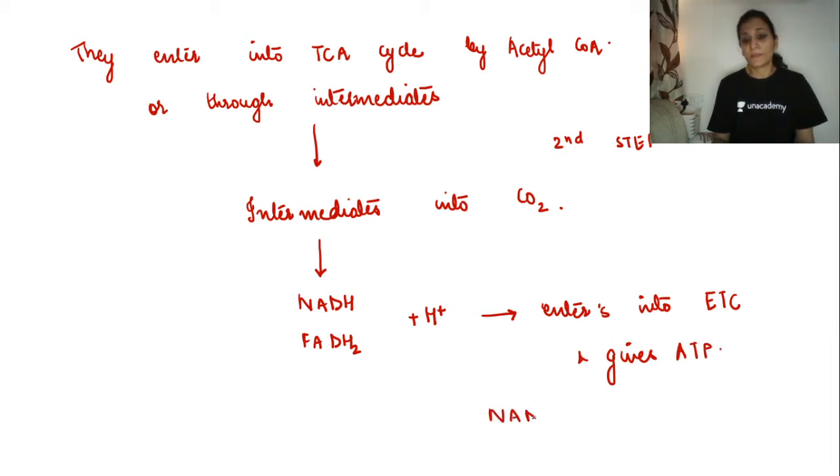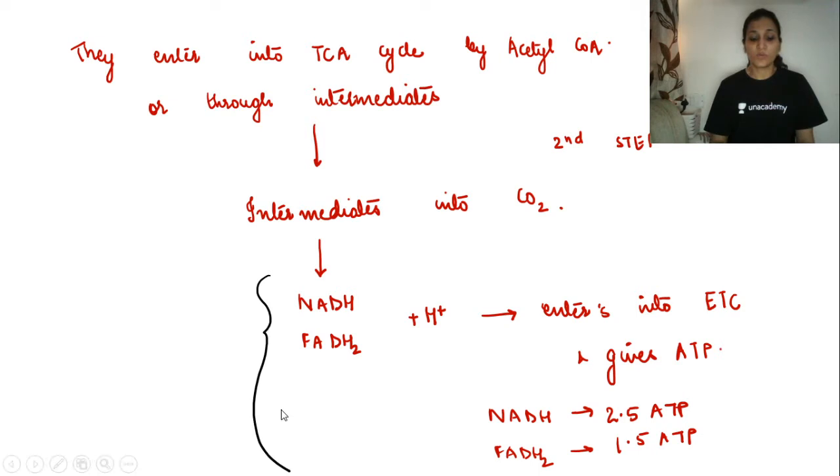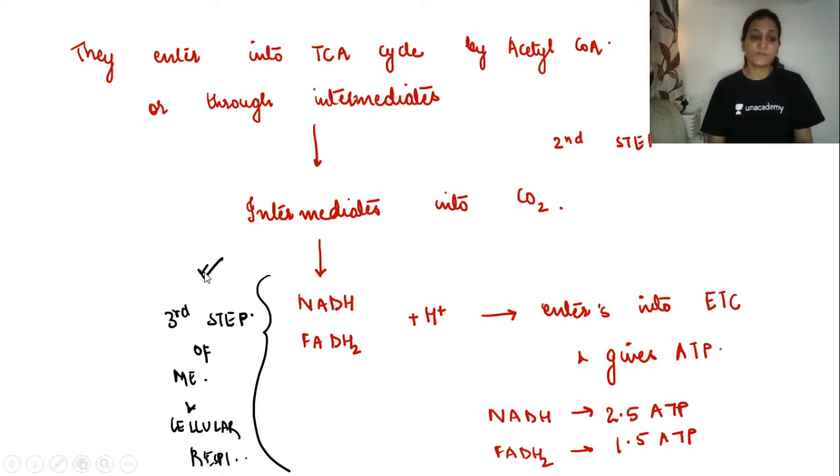So NADH is responsible for giving 2.5 ATP and FADH2 is responsible for giving 1.5 ATP. So this whole thing is actually the third step of metabolism, called cellular respiration. This is cellular respiration, and this is what we are going to read, that how the energy is actually produced.